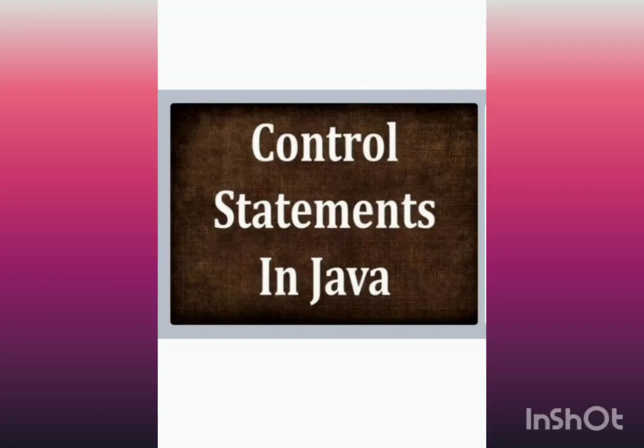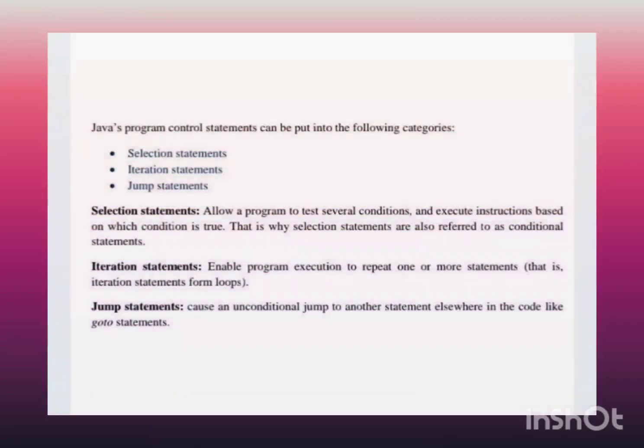Hi friends, now we are going to discuss the topic of control structures in Java. Java program control structures fall into the following categories: selection statements, also called decision-making statements; next, iteration statements, also called loop statements; and last, jump statements. We will discuss these three types of control structures.